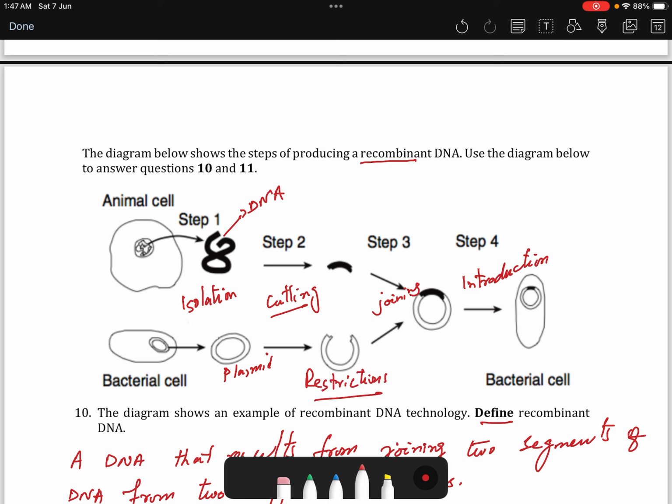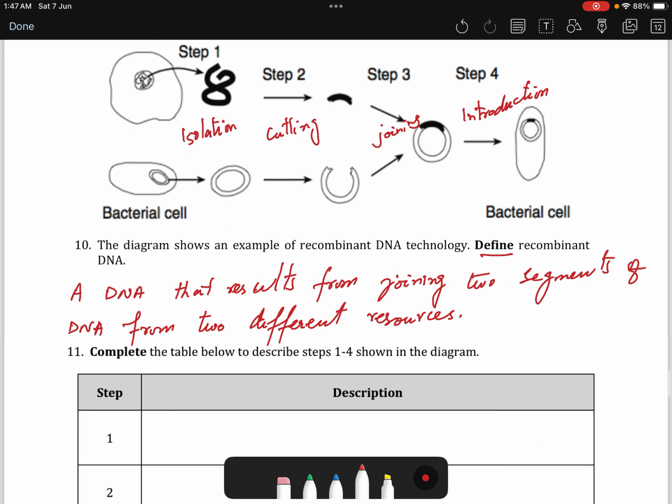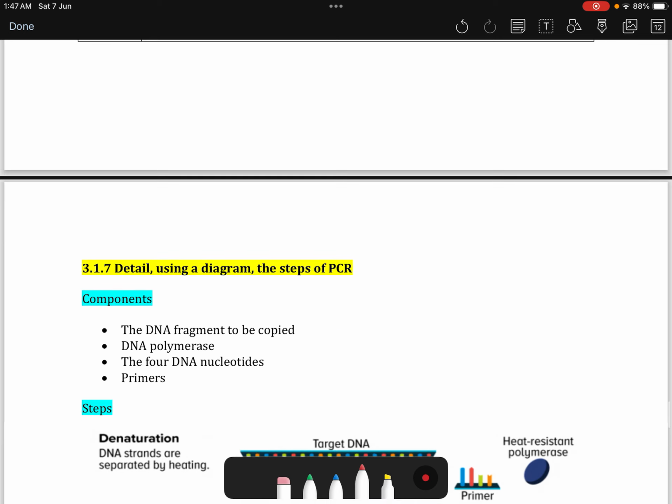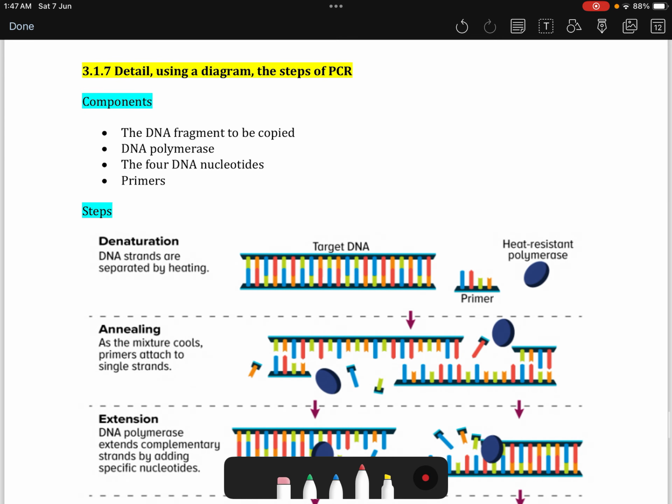Step number three is joining. So you can say that the gene and the plasmid are joined by DNA ligase. Remember, if you miss writing DNA ligase and restriction enzyme, you will lose half of the marks. And step number four is introducing. So the recombinant plasmid is inserted into the bacterial cell.